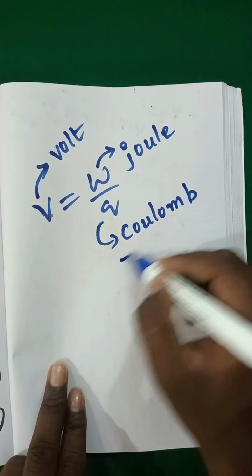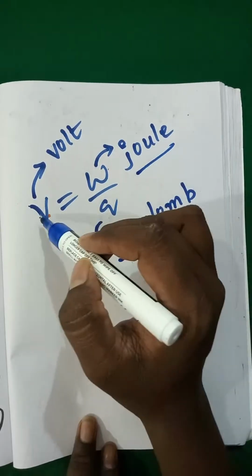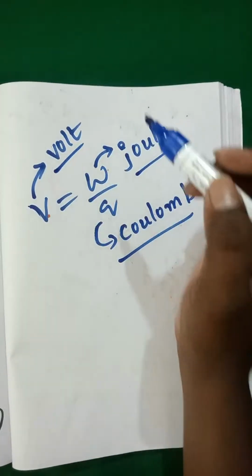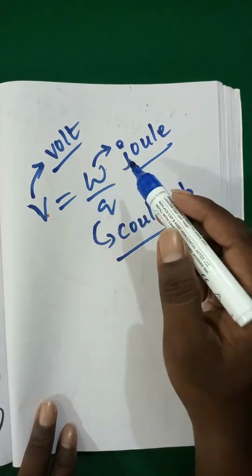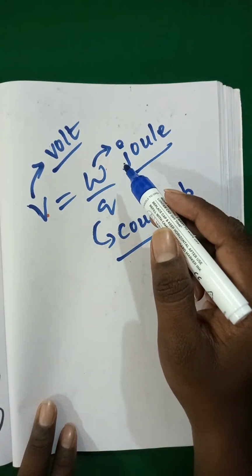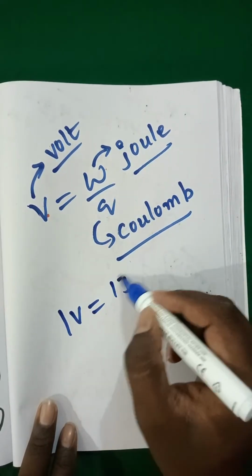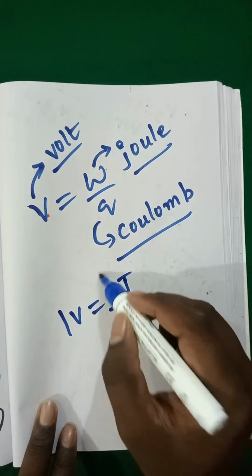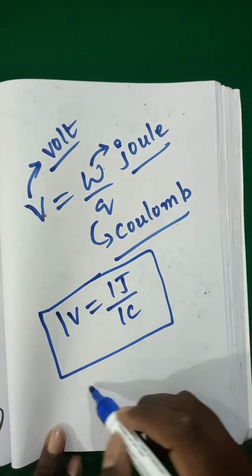So the SI unit of charge is coulomb, the SI unit of work is joule, and the SI unit of potential difference is volt. So we can take V equal to W by Q. So 1 volt equals 1 joule of work done to bring 1 coulomb of charge from one point to another point. So this is the SI unit.